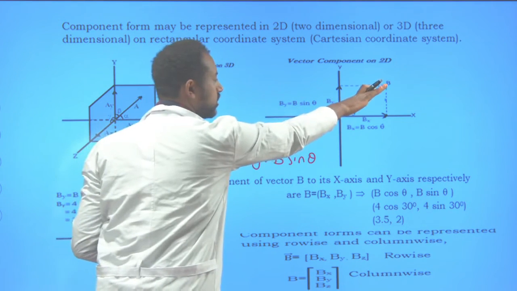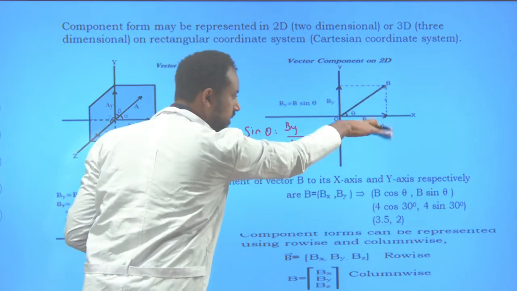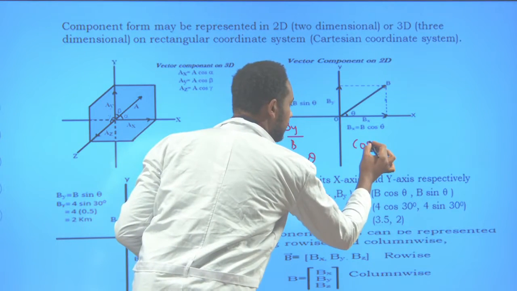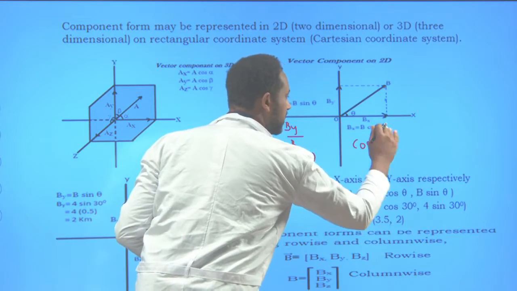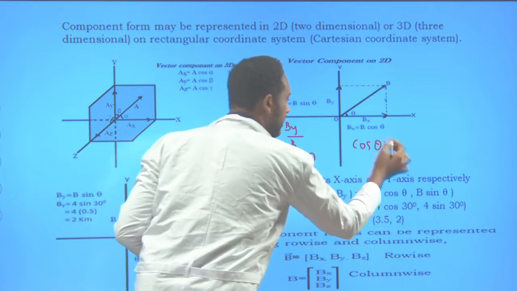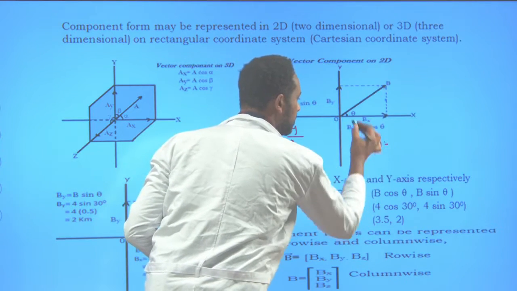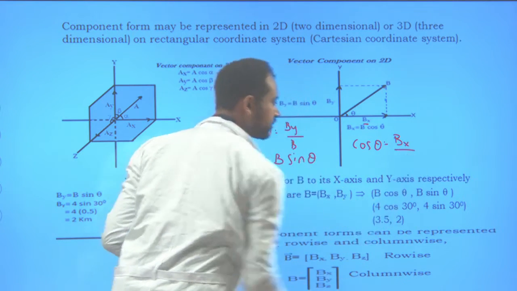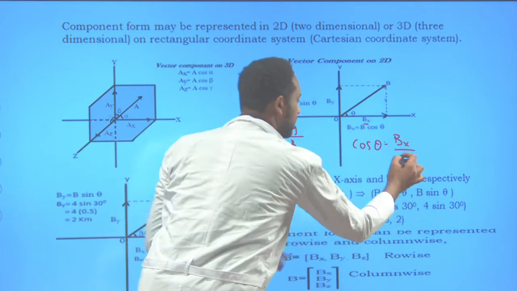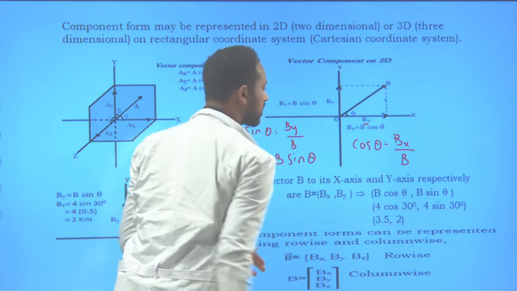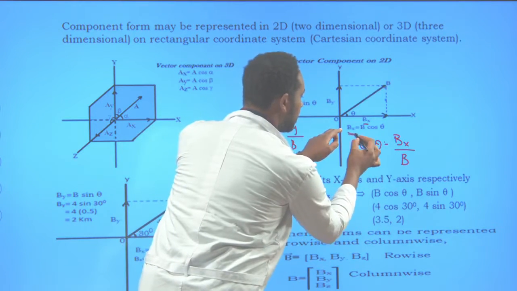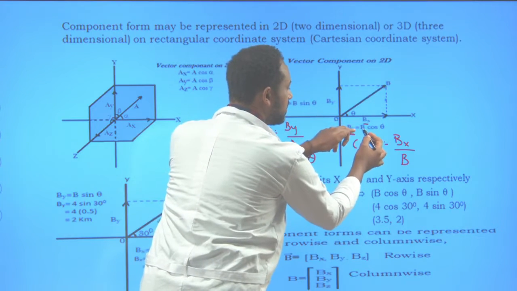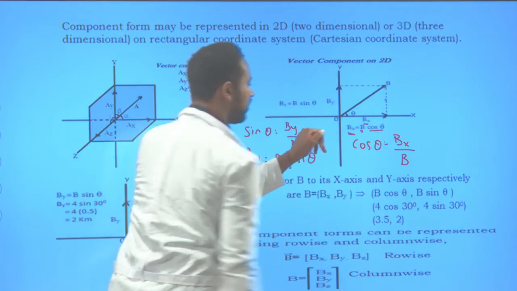It's also possible to decompose this vector along the x-axis. From your mathematics lesson as well, you know that cosine theta represents adjacent over hypotenuse. The adjacent side is the component of this vector along the x-axis, let's call it bx, over the magnitude, which is b. Therefore, when you cross-multiply, you find that the component of this vector along the x-axis is the magnitude of b times cosine of theta.